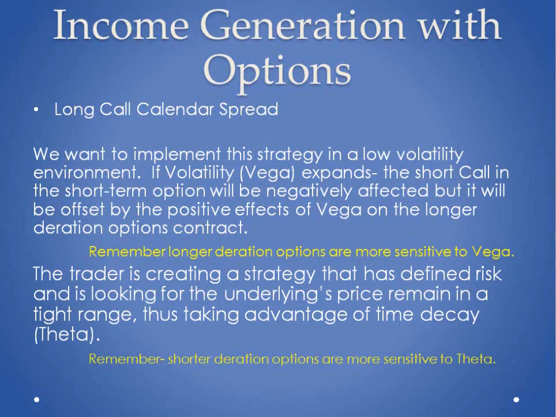And the trader is creating a strategy that has defined risk and is looking for the underlying price to remain in a tight range, thus taking advantage of the time decay or the theta. And remember, the shorter duration options are more sensitive to theta. So in a perfect scenario, we would have a stock that was basically trading flat along the curve, and something that doesn't have a lot of volatility in it, is pretty humdrum, I guess, if you will, a stock that wouldn't be really exciting to trade necessarily. That's the one where we can start implementing these long calendar spreads, because we can take advantage of all the things that are not happening.